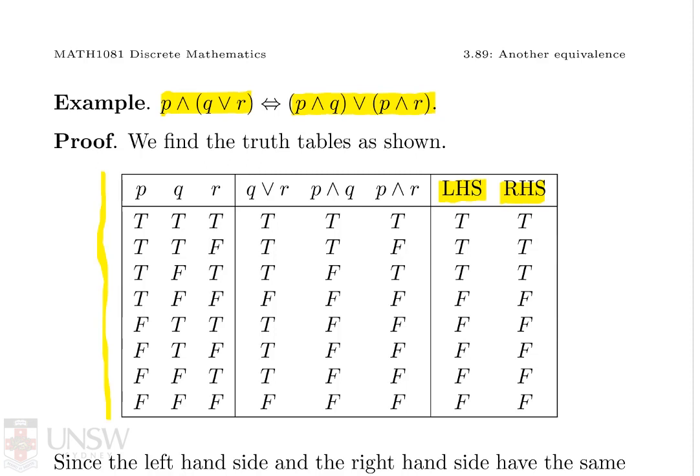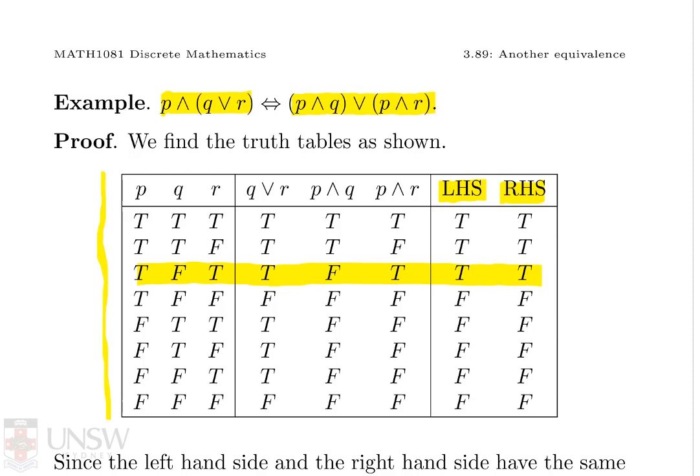Let's just do a couple by way of example. I'll do the third row and perhaps the fifth row, and I'll leave the rest up to you. So here, P is true, Q is false, R is true. Q or R, that's false or true, it's true. P and Q, that's true and false, it's false.